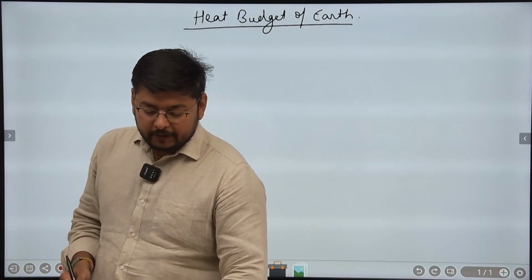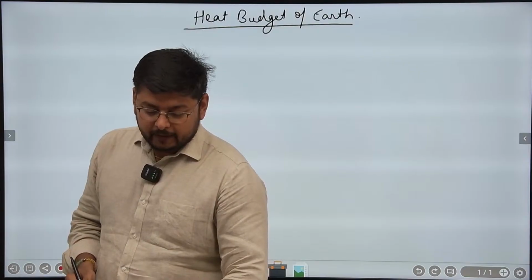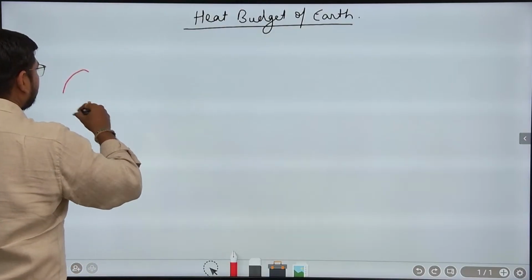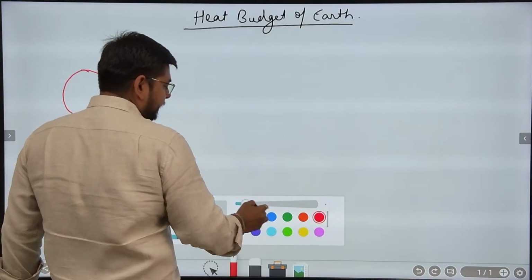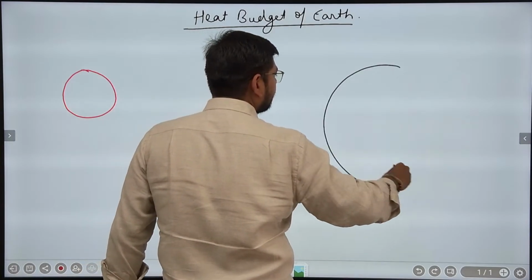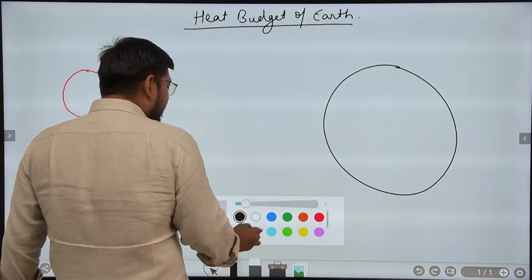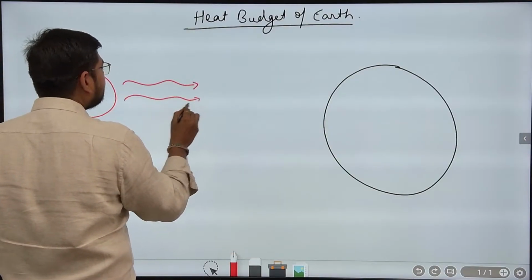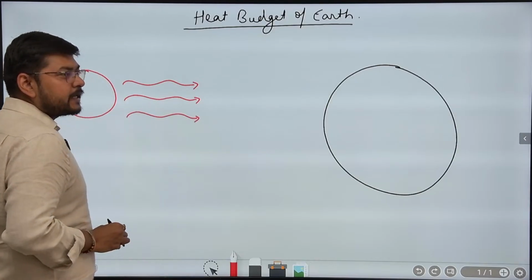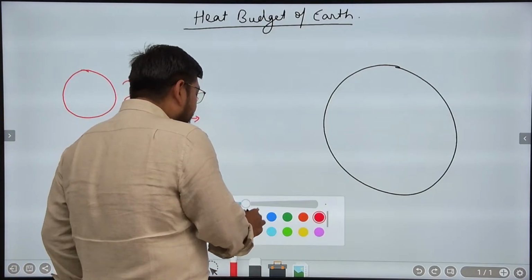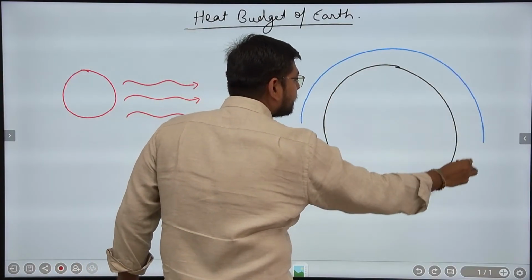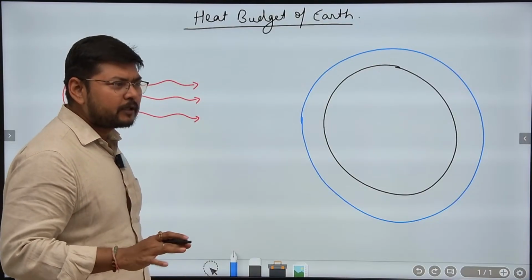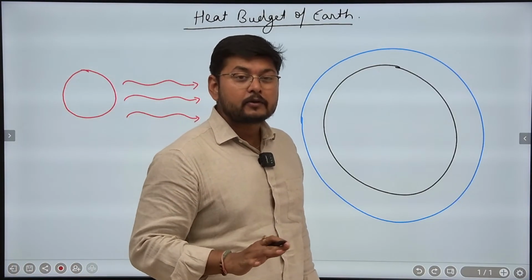Okay, moving forward, heat budget of Earth हम लोग देखेंगे that we have a sun and we have Earth here. There is a certain amount of energy which is coming from the sun every second or every minute. So in this case, what we see is the amount of energy which is received over the outer boundary of the Earth, the outer boundary of the atmosphere of Earth.